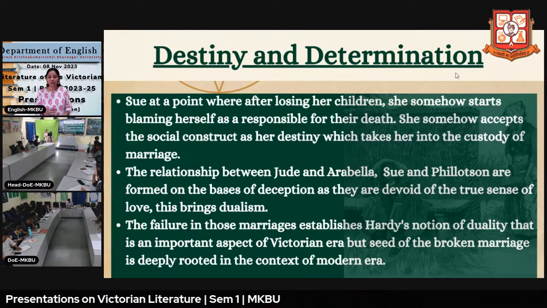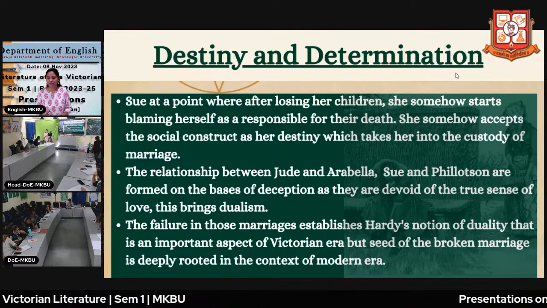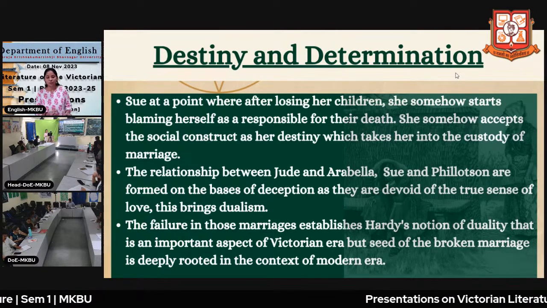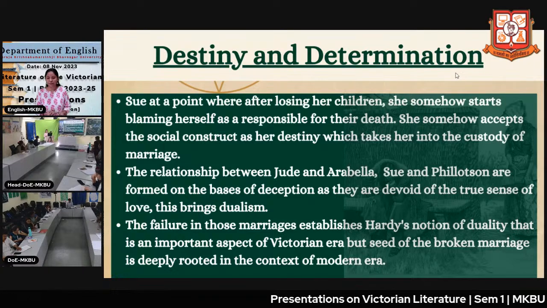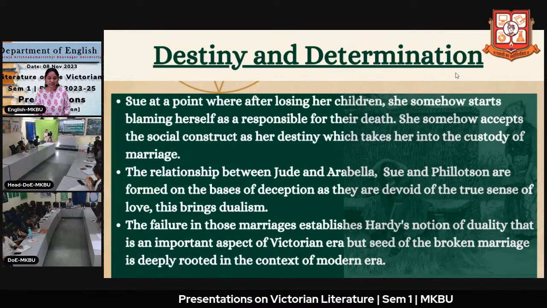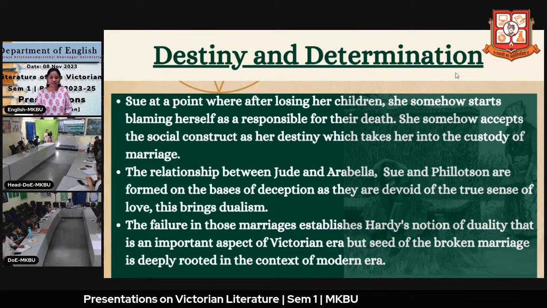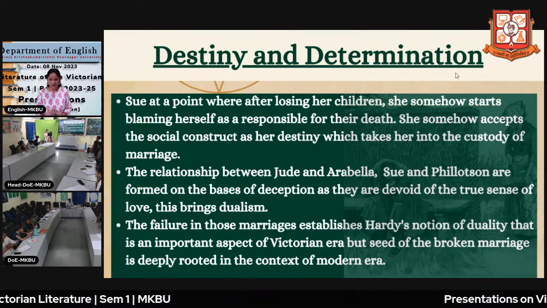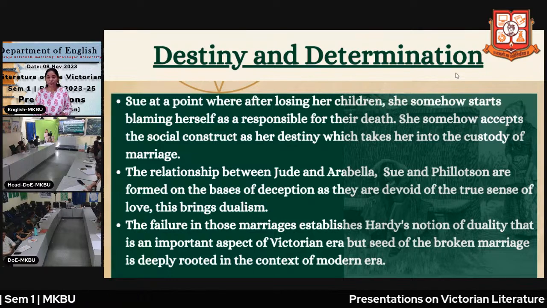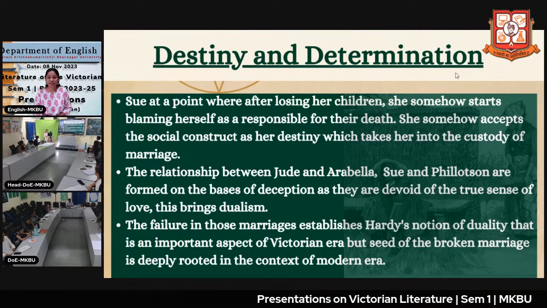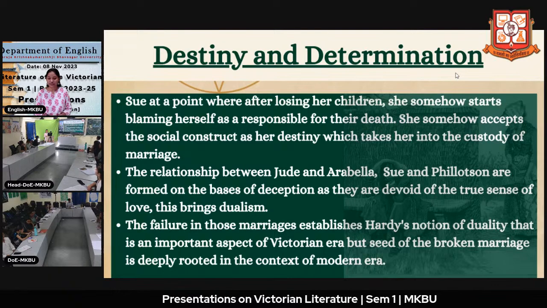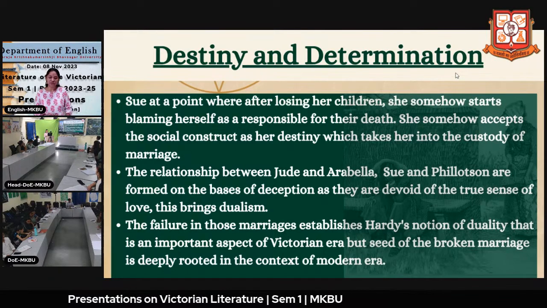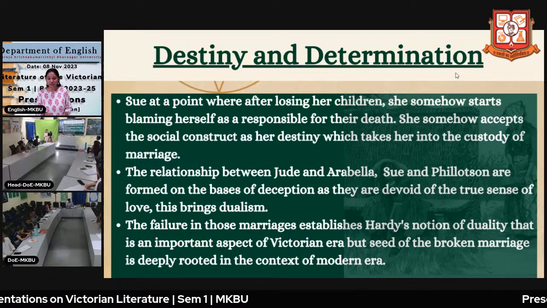The relationships between Jude and Arabella, and Sue and Phillotson, are formed on the basis of deception, as they are devoid of the true sense of love. This brings dualism. The failure of those marriages establishes Hardy's notion of duality. That is an important aspect of the Victorian era, but the seeds of the broken marriage are deeply rooted in the context of the modern era.